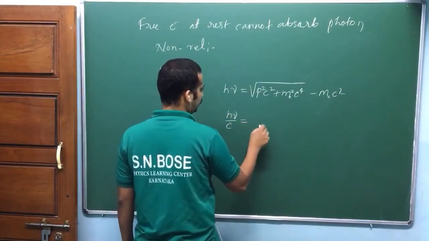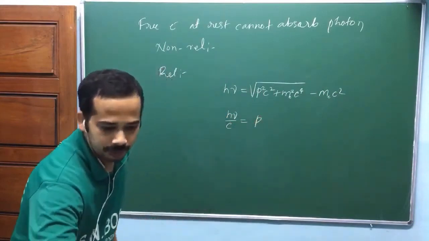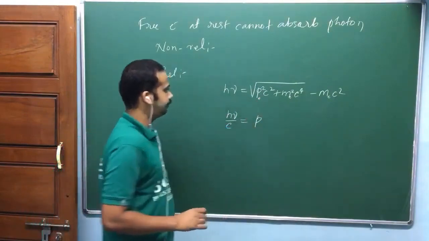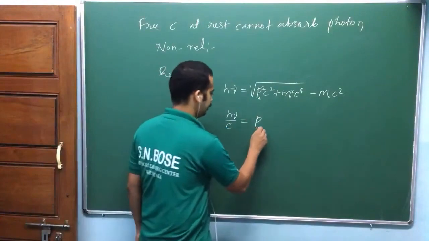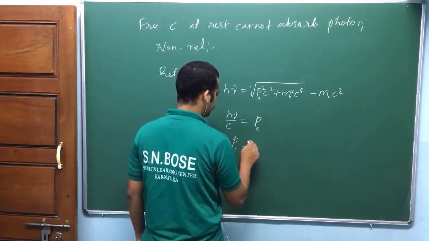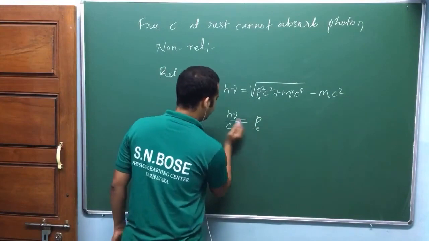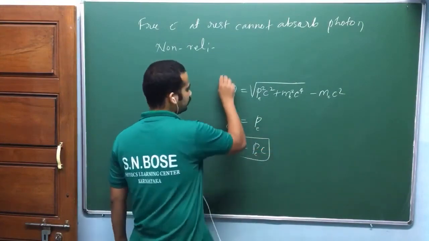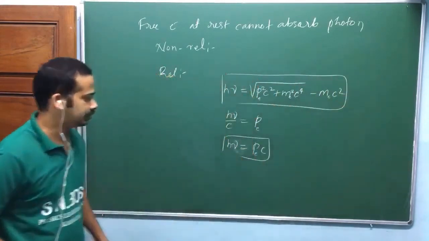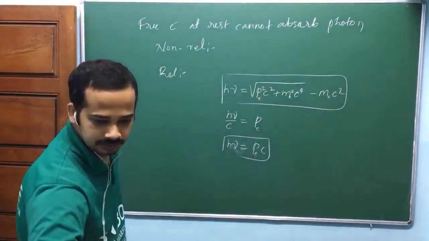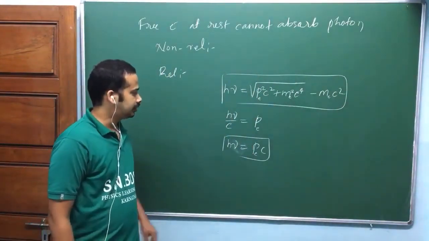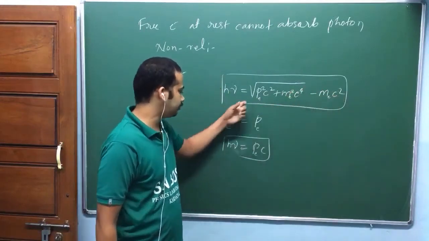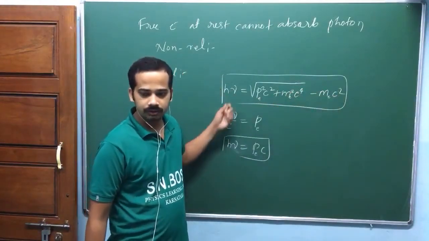by c is equal to the momentum of the electron. I'd better specify it, Pe. Now if you write Pe, look here, h nu is equal to Pe into c, isn't it? Look at these two expressions. How can this happen simultaneously? This cannot happen simultaneously. If these two terms were not there, you could write h nu is equal to Pe into c. These two cannot happen simultaneously.